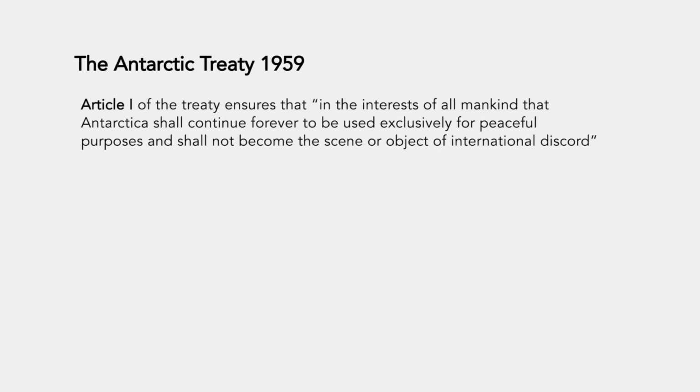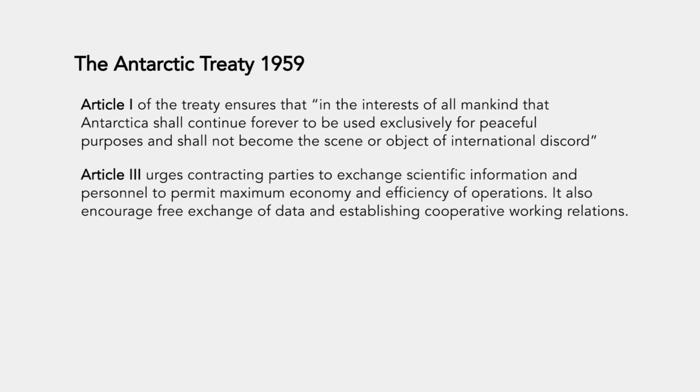Article 1 of the treaty ensures that, in the interest of all mankind, Antarctica shall continue forever to be used exclusively for peaceful purposes and shall not become the scene or object of international discord. Article 3 further urges the contracting parties to exchange scientific information and personnel to permit maximum economy and efficiency of operations. It also encourages free exchange of data and establishing cooperative working relations.